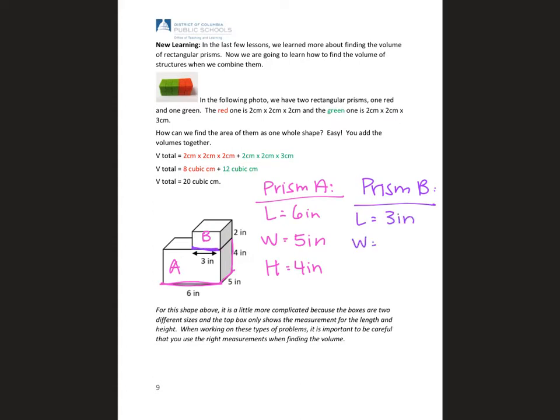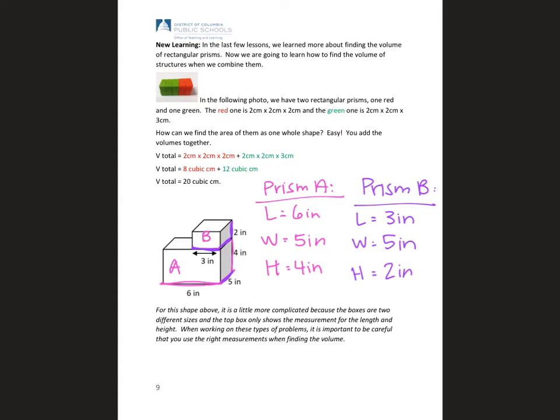The width of prism B, how far back it goes. Well, it doesn't give me a width here, but I know that they are lined up on the same one. I can see that the width is the same, right? Before I drew that line, you could see that they are the same. So down at the bottom, if this is 5 inches, then I know that this is also 5 inches. So my width is 5 inches. And then my height, right here, it gives it to us, is 2 inches.